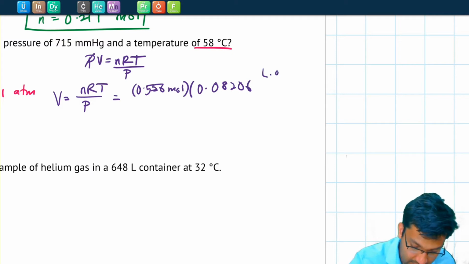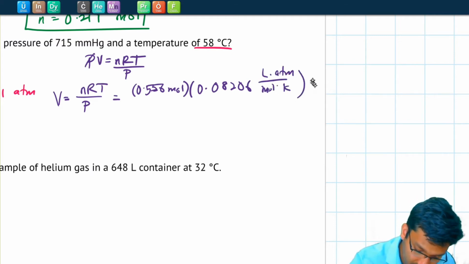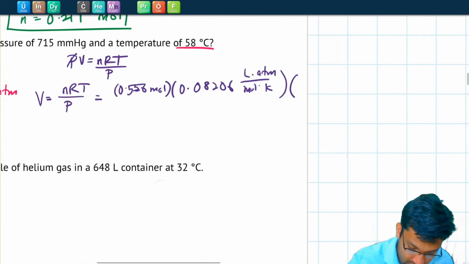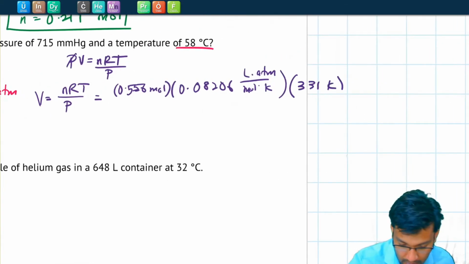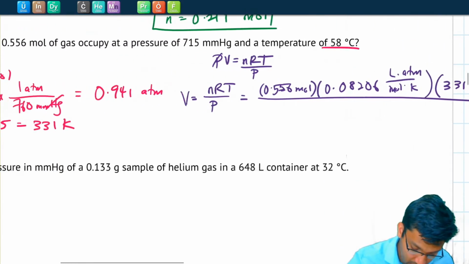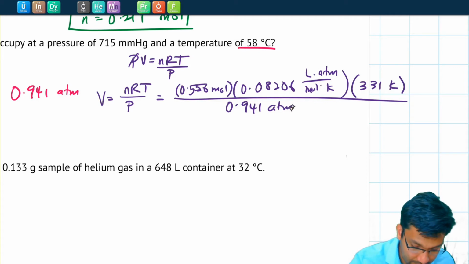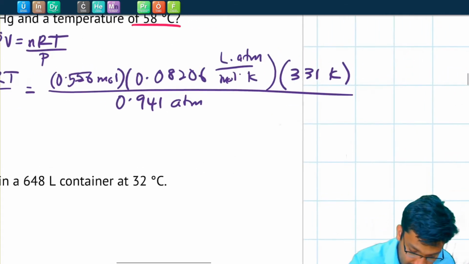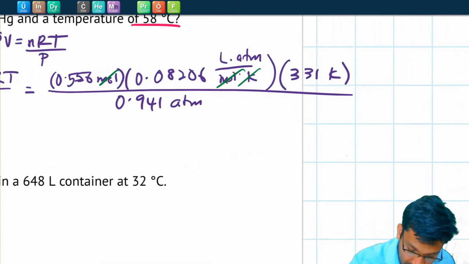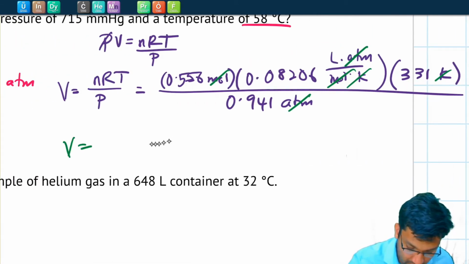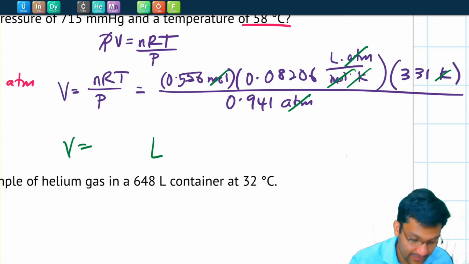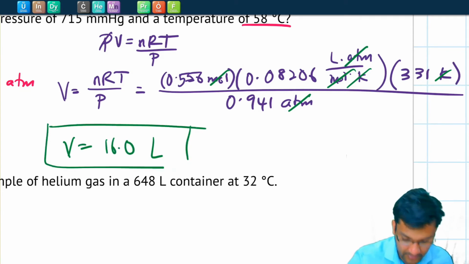8206 liters times atmospheres divided by moles times Kelvin. Temperature was 331 Kelvin. And our pressure, we calculated as 0.941 atmospheres. So let's see what cancels out. Moles with moles, Kelvin with Kelvin, atmosphere with atmosphere. We're left with liters, which is all good because we're measuring volume, which is in liters. And according to this, I get 16.0 liters if I punch those numbers in my calculator.